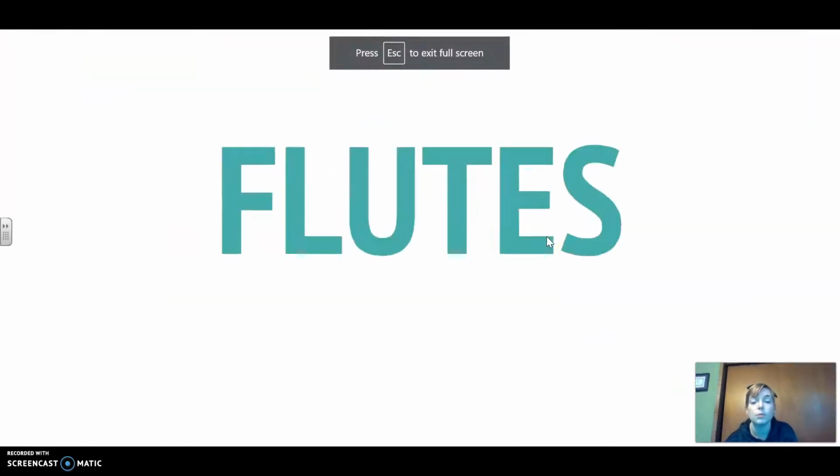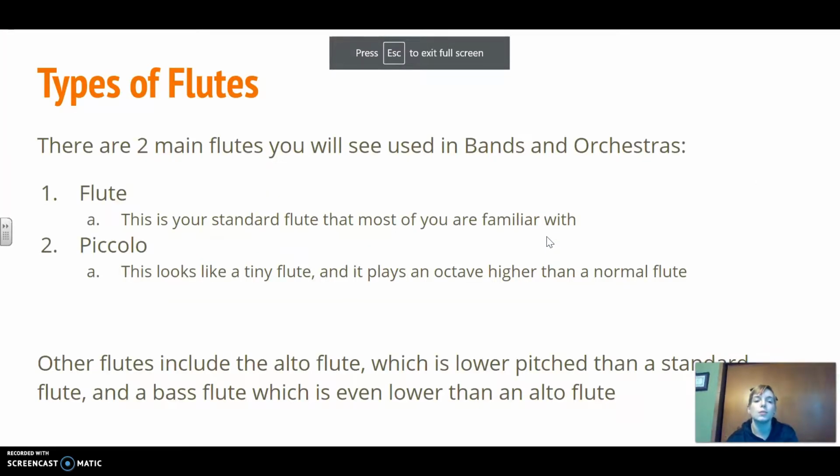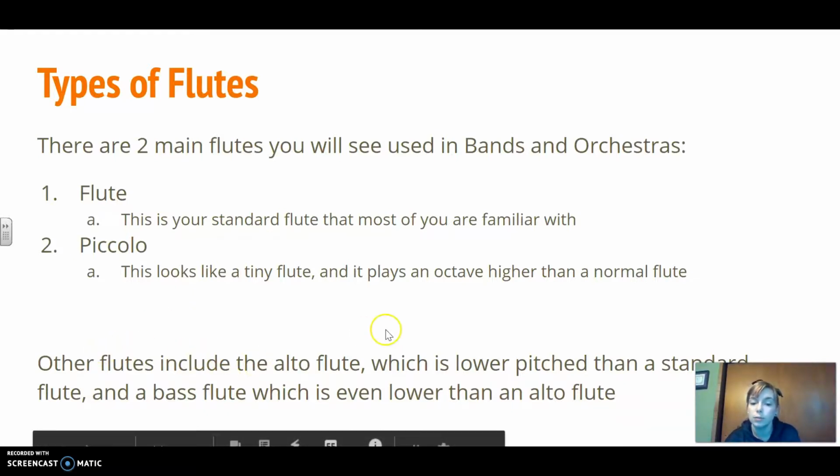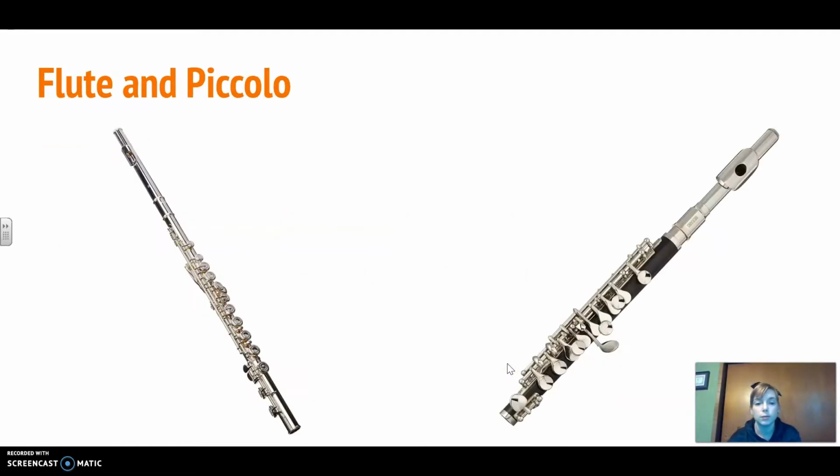Let's go on to flutes. So there are two main flutes that you'll see in bands and orchestras. A flute, that is your standard silver flute that most of you would be familiar with. And there's a piccolo, which looks like a tiny flute. You usually hold it right here, and it plays an octave higher than a normal flute. It's really high-pitched. Other flutes include an alto flute, which is lower pitched than the standard flute, and a bass flute, which is even lower than the alto flute.